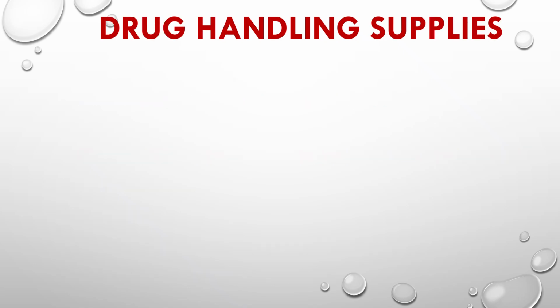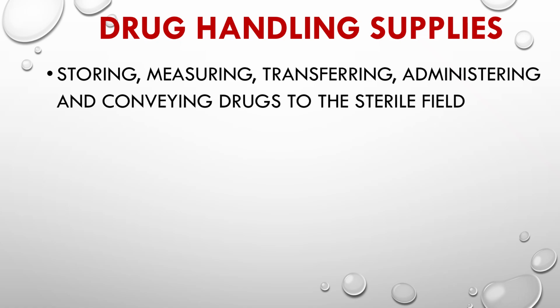All right, so in the last video, we talked about the different packages like ampules and vials and all that kind of stuff. This time we're focusing on the handling supplies. So how it's stored, different supplies for storing it, measuring it, transferring it, administering or giving it, and then just conveying the drug to the sterile field. So how do we get these drugs properly handled in the OR?